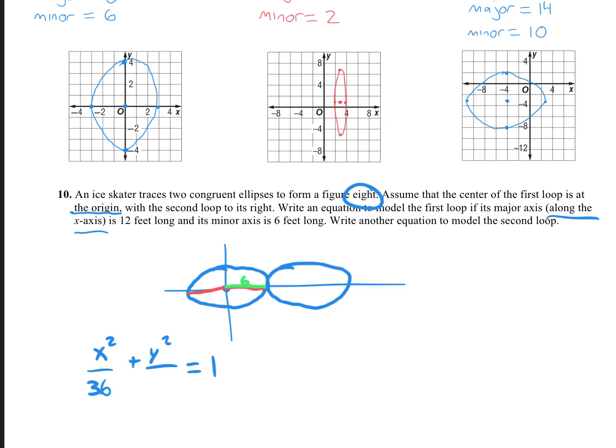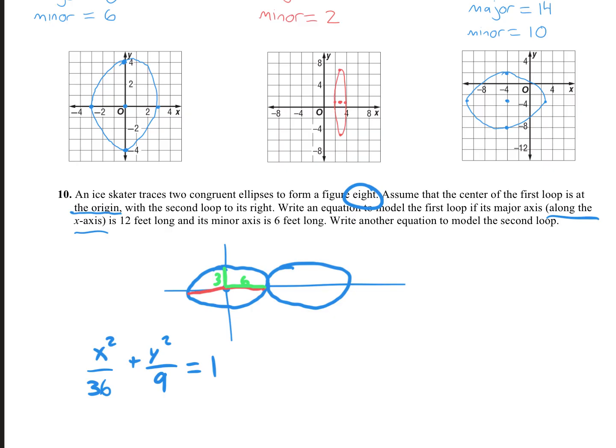They tell us the minor is 6, so that means half of it is 3. And then we square that and get 9. And now let me do the other loop.